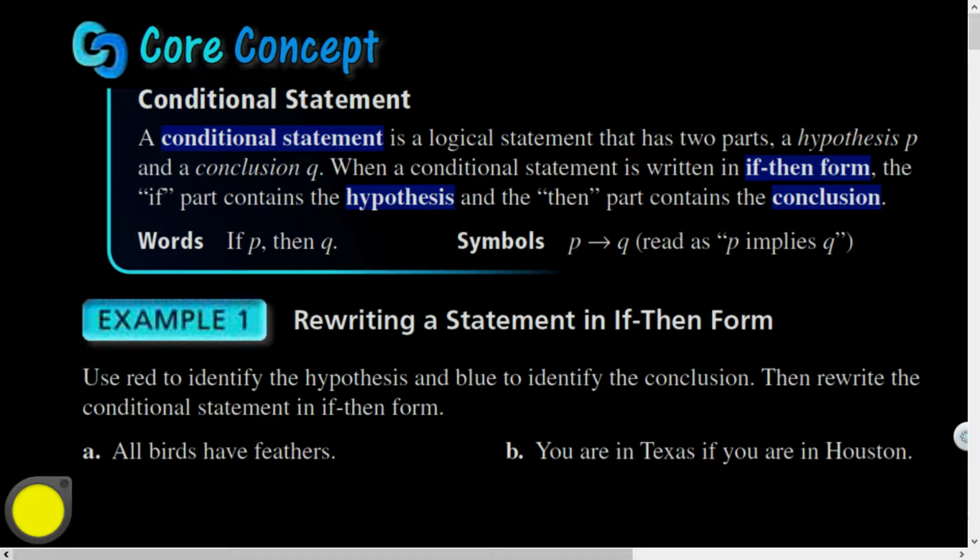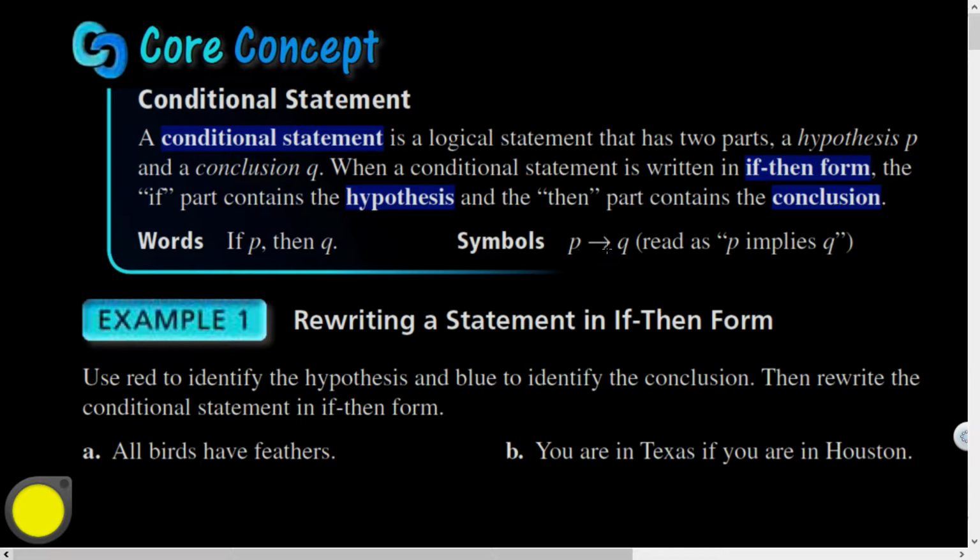Conditional statements are statements in which the second half is only applied if the first half is true. A conditional statement is a logical statement that has two parts, a hypothesis, P, and a conclusion, Q. We'll use this if P then Q notation to summarize these things, so we can minimize the amount of writing and have a notation to describe these components.